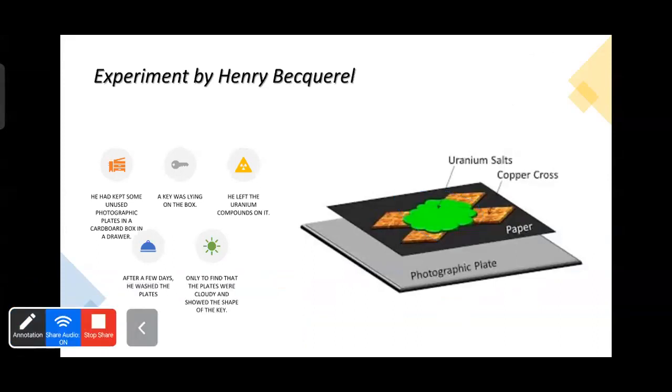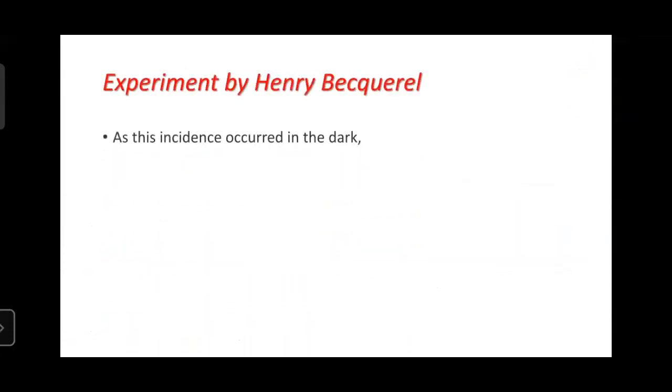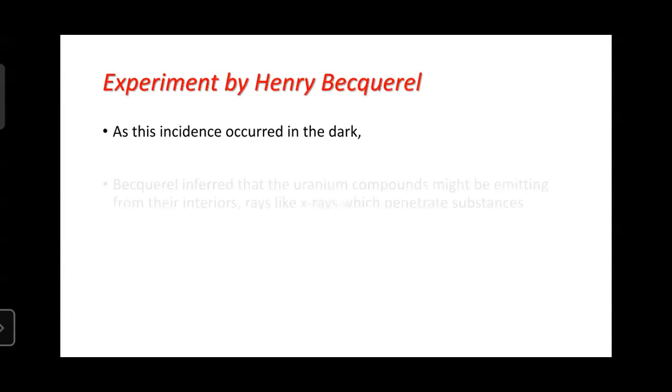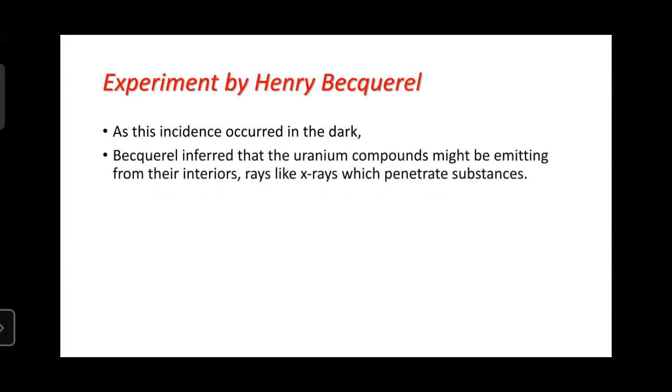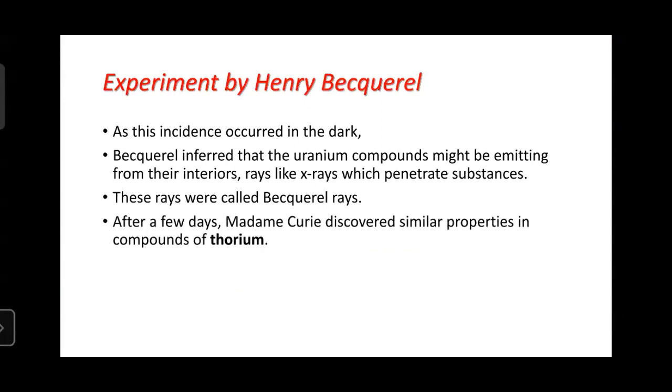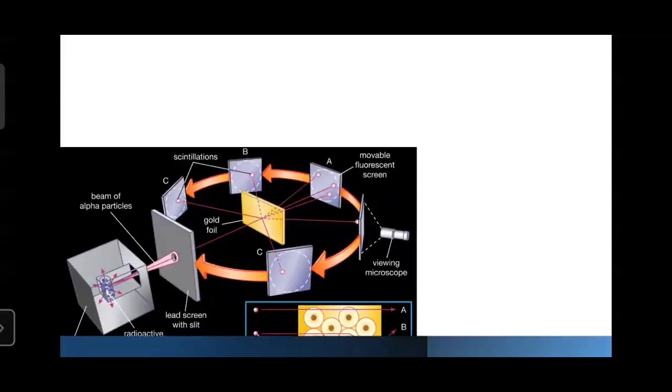And now after a few days, he washed those plates and observed, only to find that the plates were cloudy and showed the shape of the key. So as this incident occurred in the dark, Becquerel inferred that the uranium compound might be emitting from its interior rays like X-rays which penetrate the substance. These rays are called Becquerel rays. After a few days, Madame Curie discovered similar properties in thorium. That was the experiment.